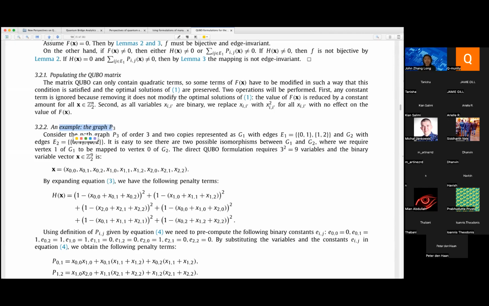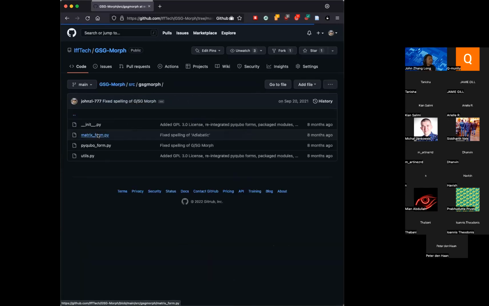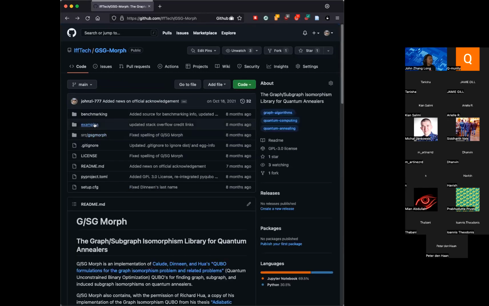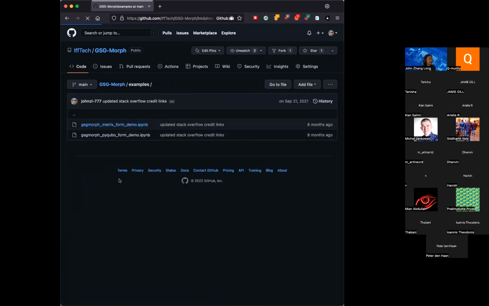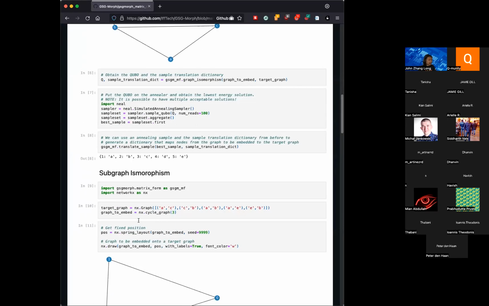And my last closing remark is, let's see if I can pull it up here. Oh, here it is. If you want to look at an example of how this QUBO is implemented and how to get it on a quantum annealer, this is a GitHub repository from my company, but I essentially implemented the paper there as this library. Oh, actually, let me see if I can give you guys an example here. Let's see, matrix form.